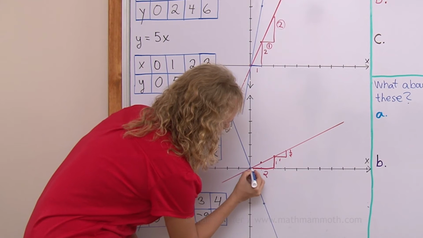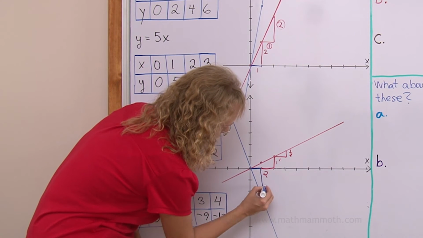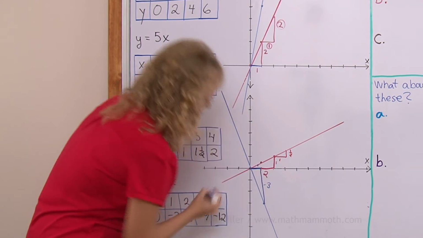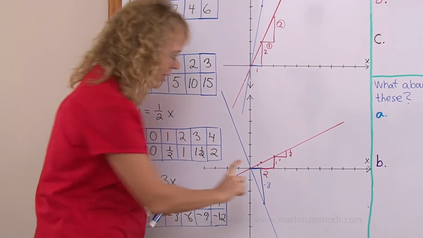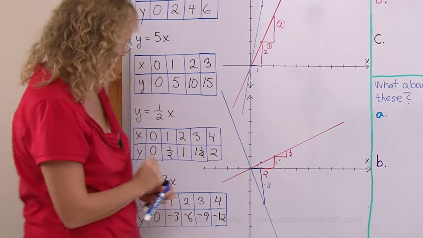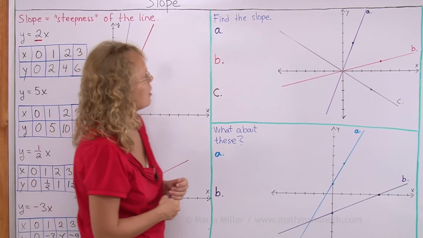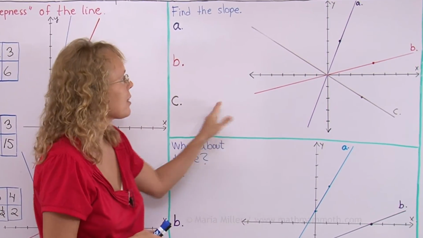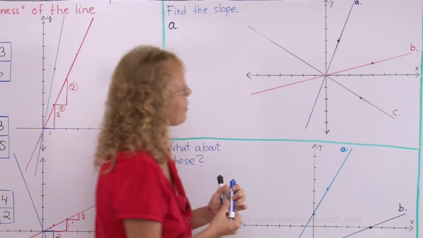If I draw the triangle, I go 1 unit in the x direction and I go 3 units down. So the ratio of y increase to x increase is actually -3 to 1. And the slope is -3. Now let's go over here, find the slope of these lines. And what we will do is we will draw those triangles.